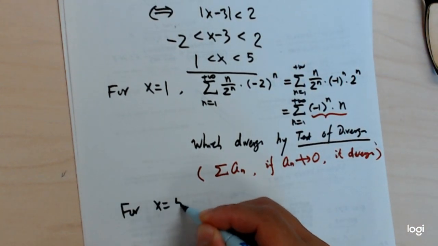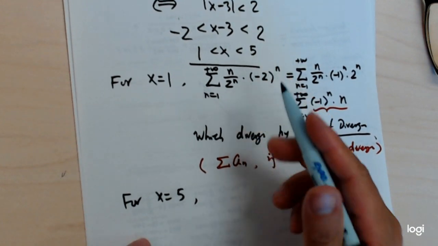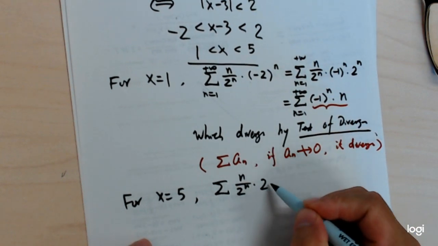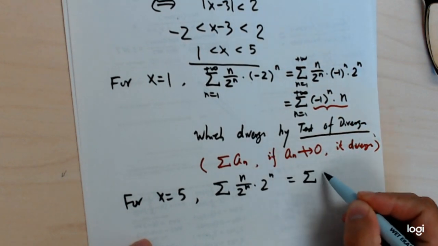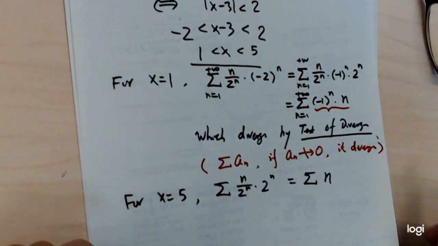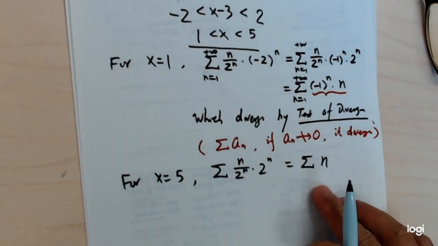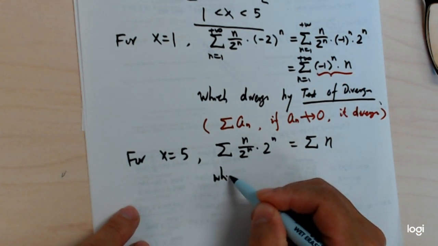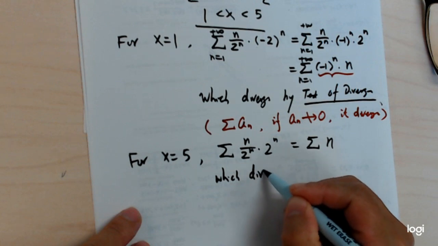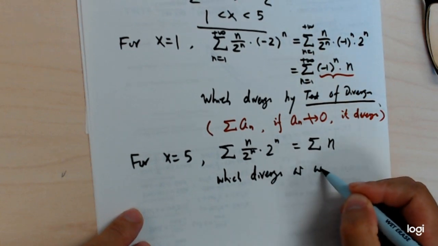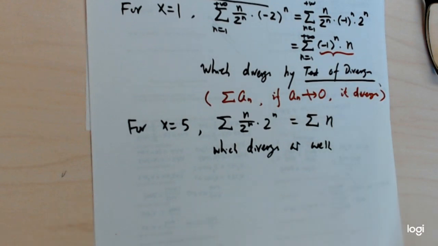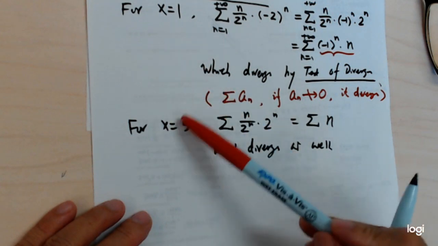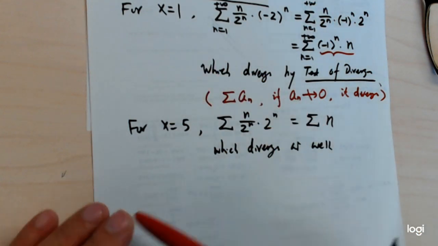The second point is at x equal to 5. I want to find out what happened there. So you plug in 5, you get 2 to the power of n, which is actually just sigma n. This obviously diverges. Diverges as well. So for this example, at the two endpoints, the series both diverge.